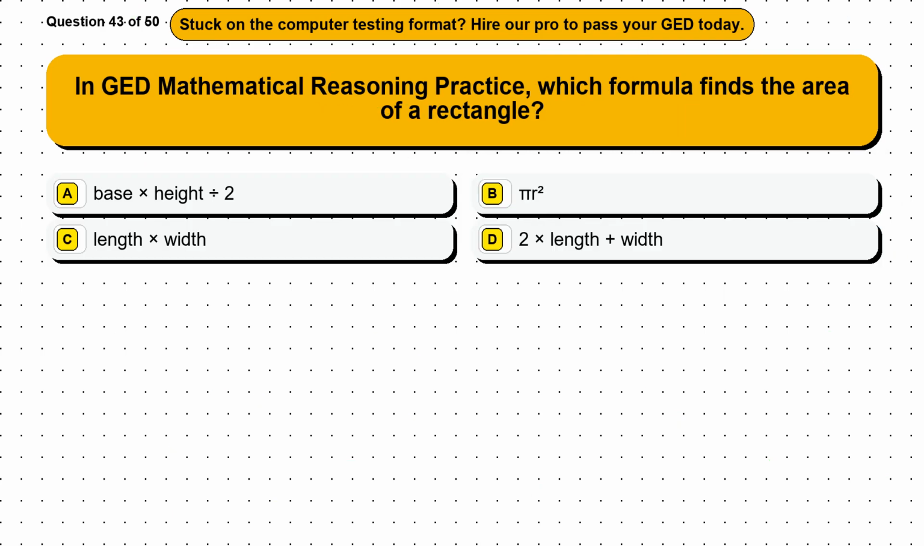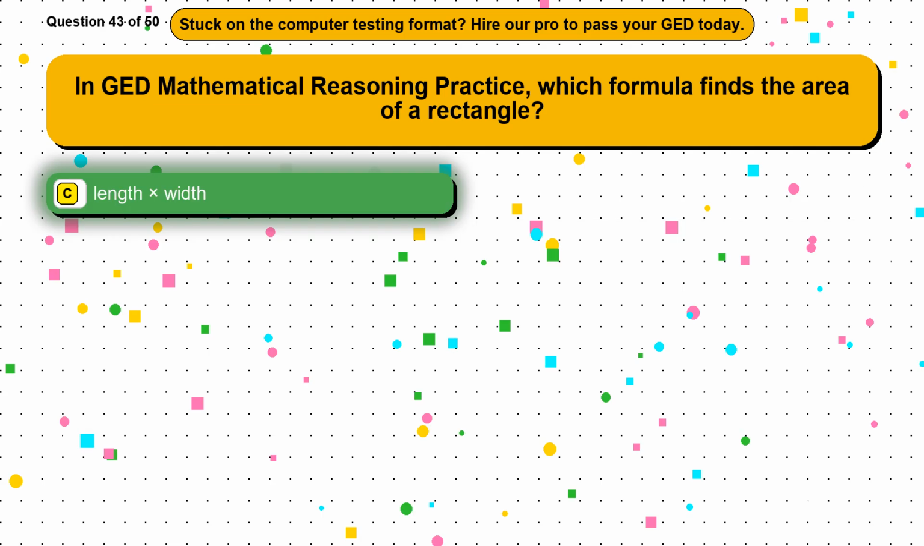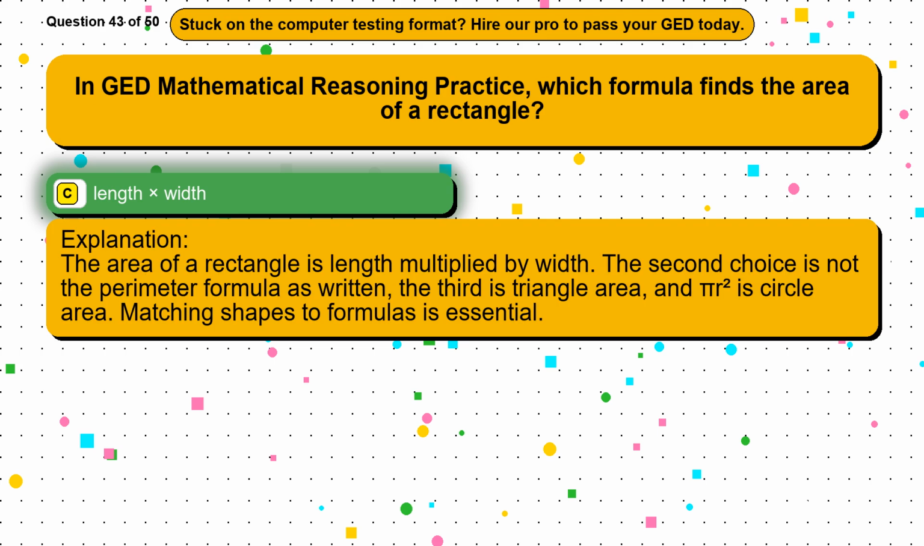Question 43. In GED Mathematical Reasoning Practice, which formula finds the area of a rectangle? Option A, base times height divided by 2. Option B, pi r superscript 2. Option C, length times width. Option D, 2 times length plus width. The correct answer is option C, length times width. The area of a rectangle is length multiplied by width. The second choice is not the perimeter formula as written, the third is triangle area, and pi r superscript 2 is circle area. Matching shapes to formulas is essential.